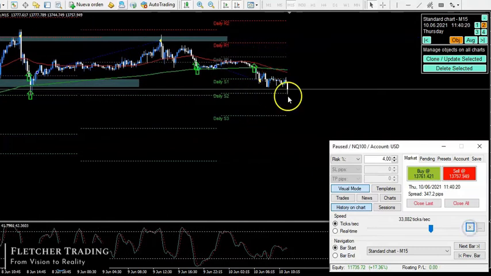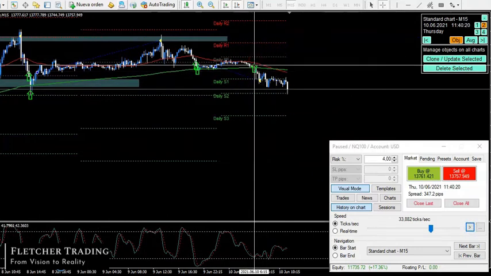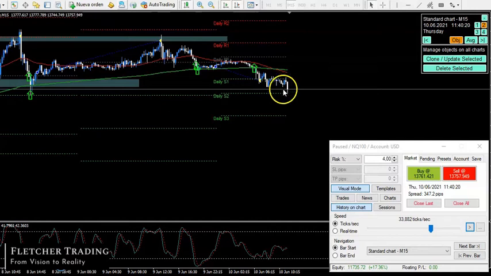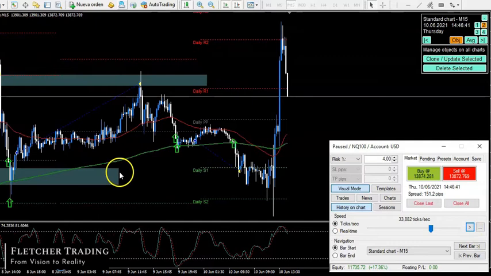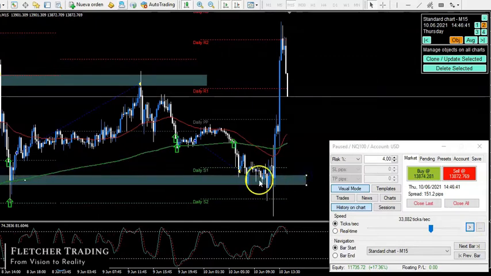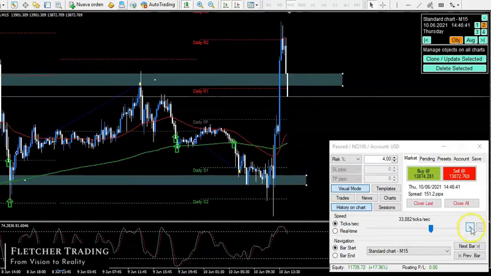Okay, we've just been taken out of this position. As you can see, we've got another buy signal here, but price appears to be moving a lot lower, so we're just going to wait and see what happens. Okay, that's a good sign. Price is rejecting this support level here.